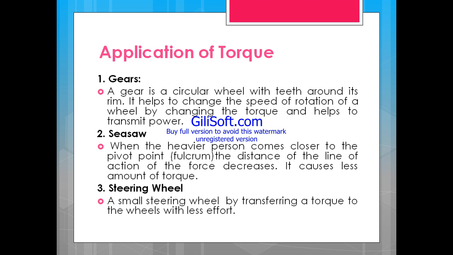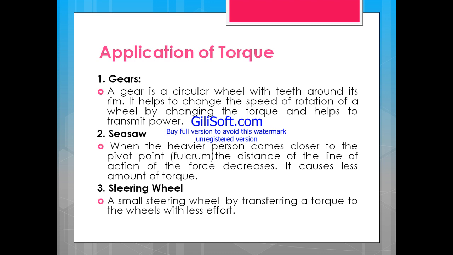When we put a gear, a circular wheel with teeth, in the sense that sharp edges are kept around its rim, that helps change the speed of rotation of a wheel by changing what? As I told you, it is nothing but torque, that helps to transmit heavy power.